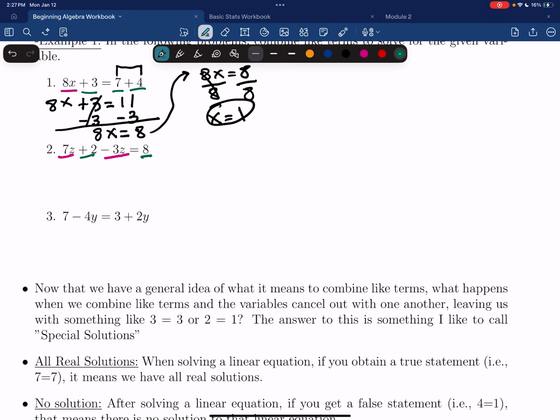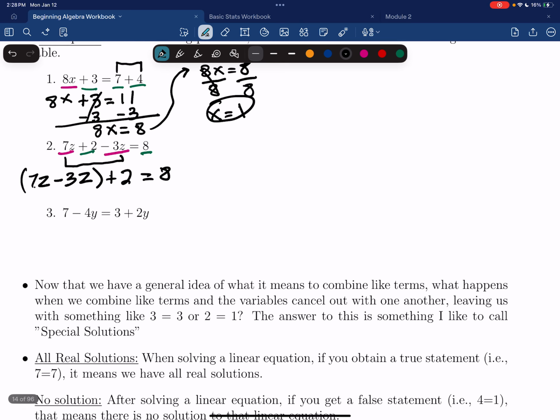So looking at this equation, what I'm going to do first is combine the 7z and negative 3z together. So we're going to have to do 7 minus 3z. I'm going to write this all out so that we can see what I'm doing. So we're going to do 7 minus 3z first. I'm going to put that in parentheses so we can clearly see what I'm doing. And I'm going to bring that plus 2 here and set that equal to 8.